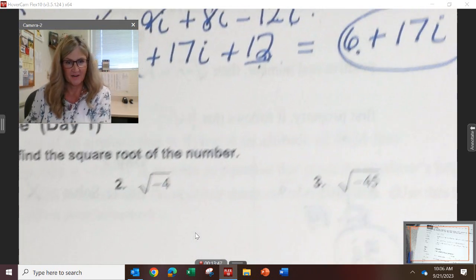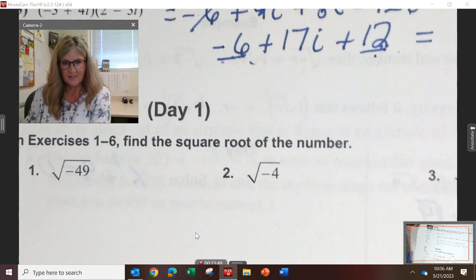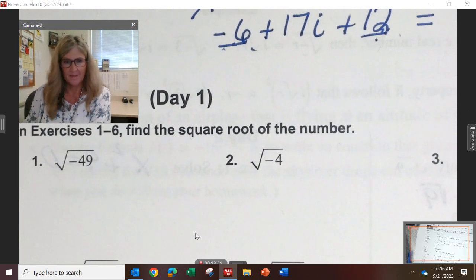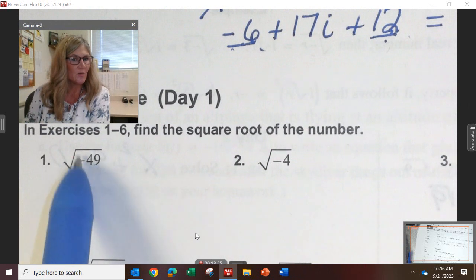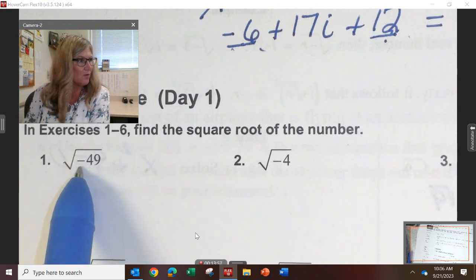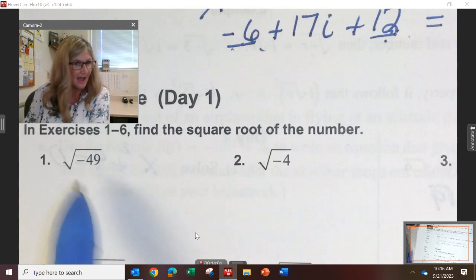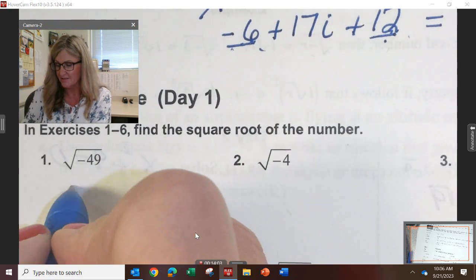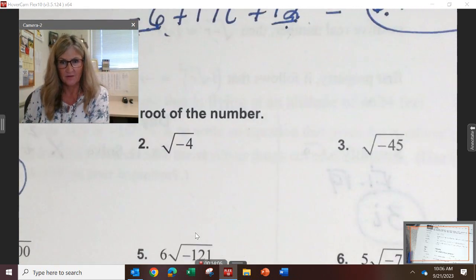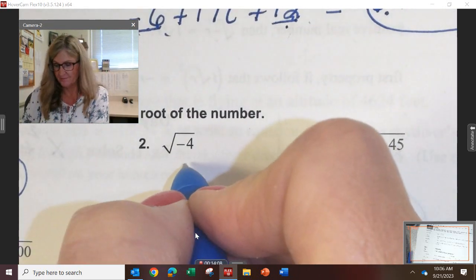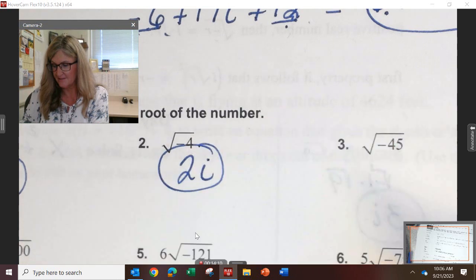Okay. All right. Okay, guys, so let's come down here. This is going to be pretty straightforward. This is the square root of 49 with what after the square root of 49? i. So this answer is 7i. What is number 2?